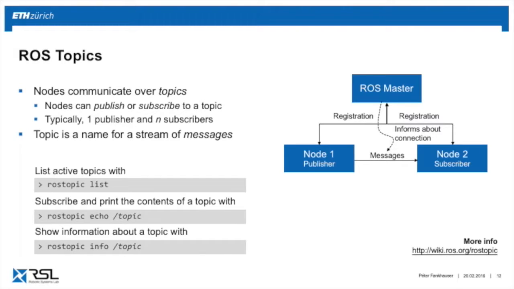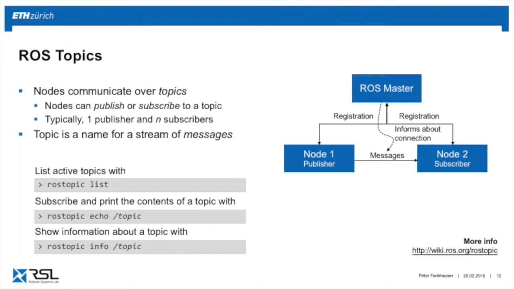How do nodes communicate with each other? They do it through ROS topics. So one node can publish and subscribe to a topic. And essentially, a topic is a stream of messages that are transferred between the nodes.